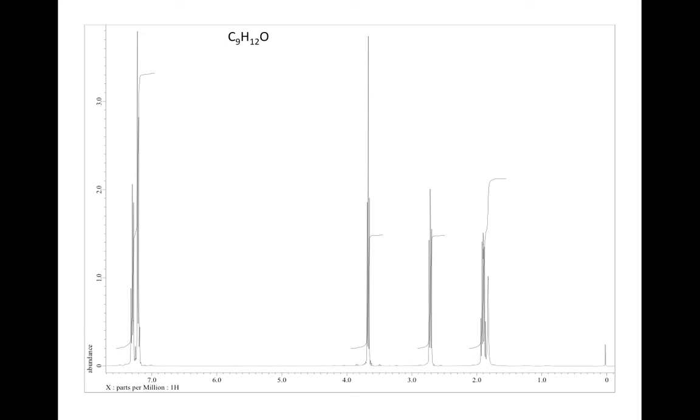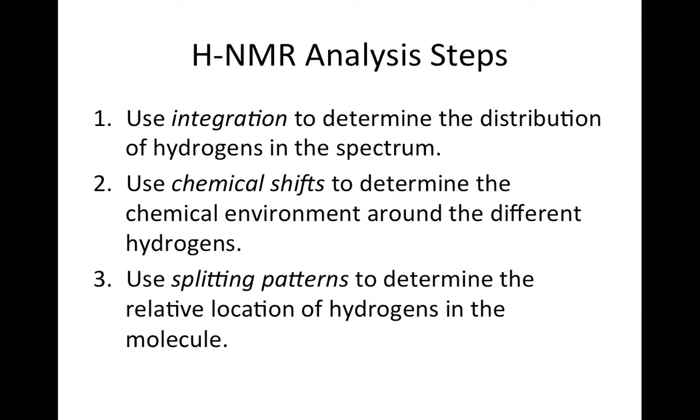Well, you're going to go through the 3 steps we've talked about before. You're going to use integration to determine the distribution of hydrogens, then use chemical shifts to determine the chemical environment around the different hydrogens, and then use splitting patterns to determine the relative location. And from that data, hopefully you'll be able to construct the whole structure of the molecule. Now, when you're doing this, one of the most important things to do is to actually write down chemical structures as you start to do them.